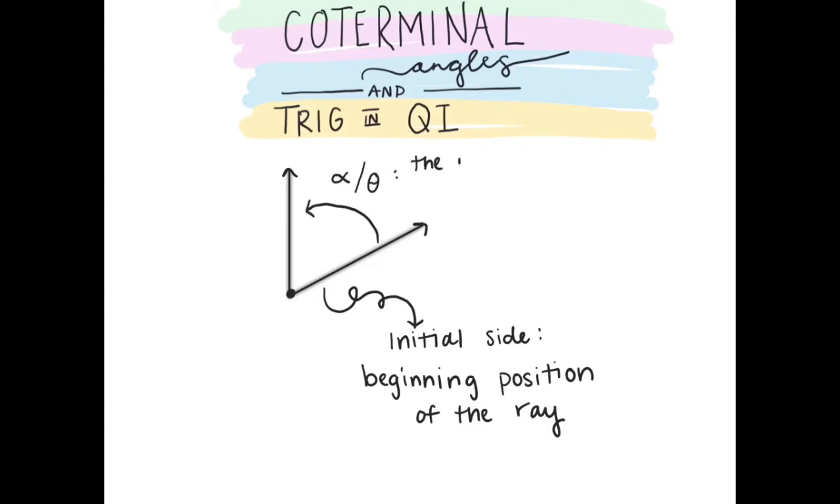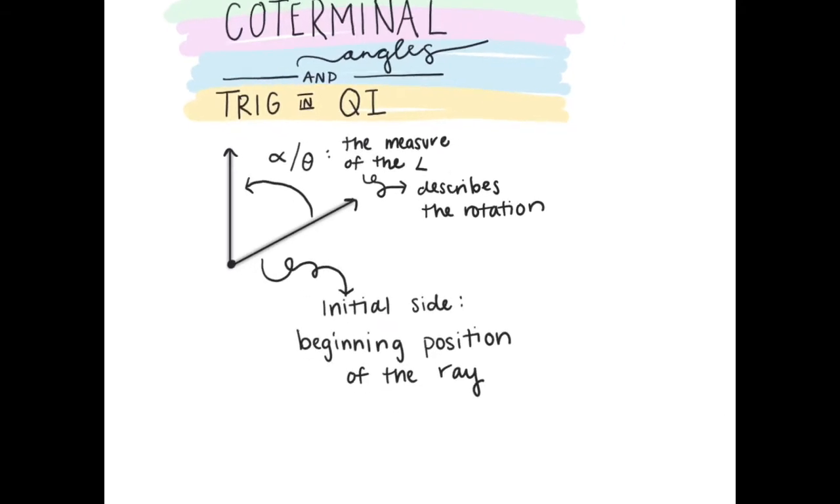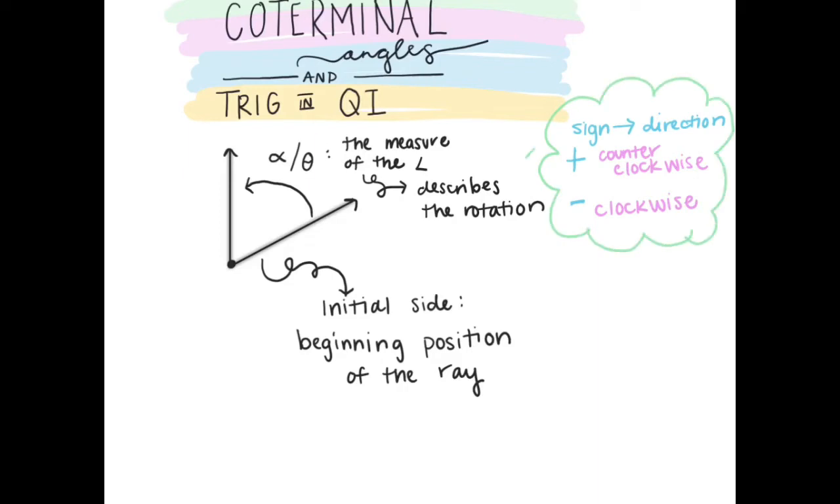We like to use theta in pre-cal to denote an angle measurement. Our angle measure is going to have two specific things to it: a number, which is going to tell us how far, and a positive or negative, which is going to tell us which direction. If it's positive, it's going counterclockwise. If it's negative, it's going clockwise.